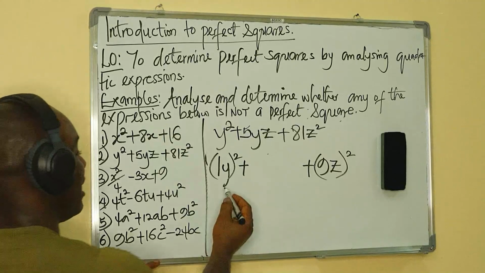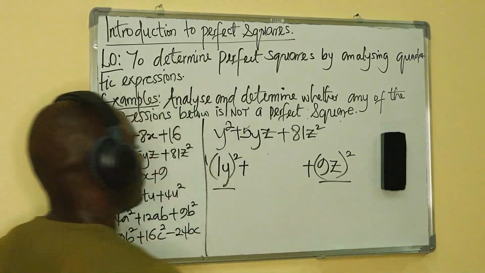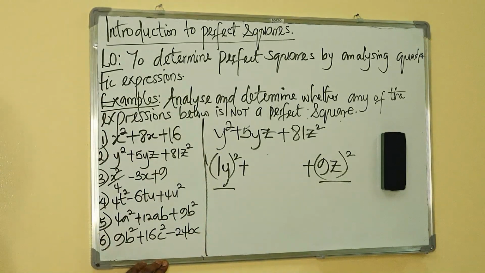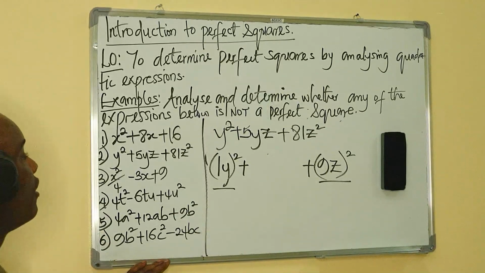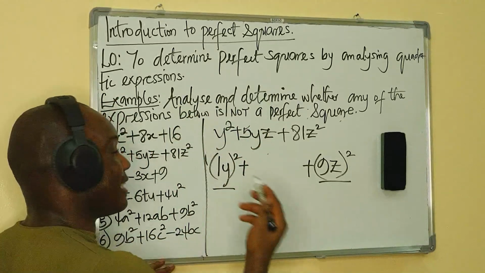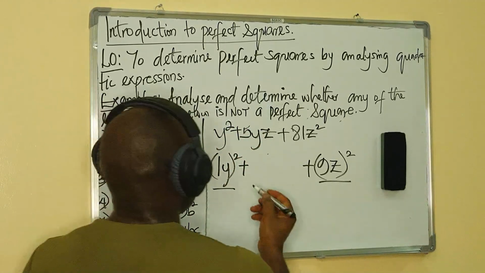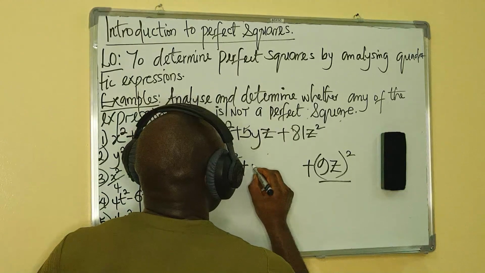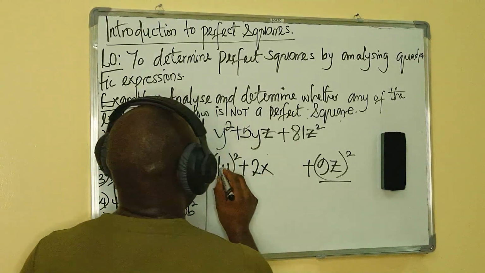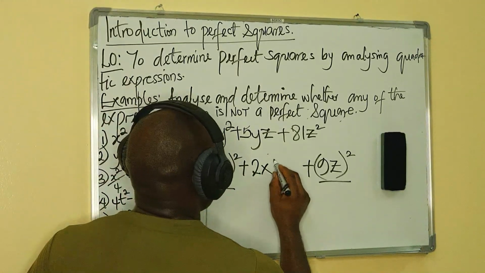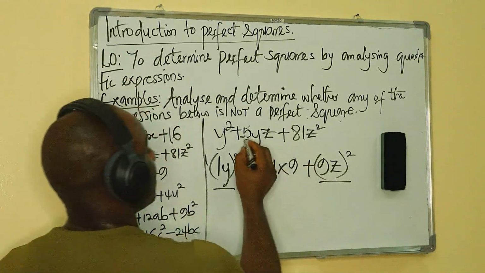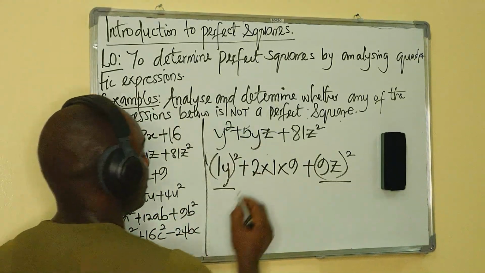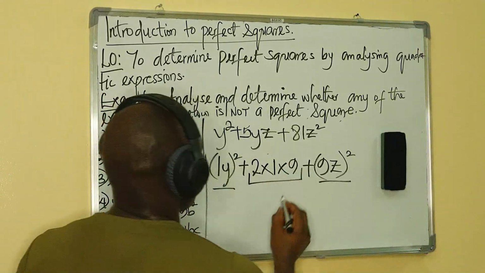So it means that our first term and our last term have already proved the perfect square analysis. But without the middle term, we can't say that this is a perfect square. Therefore, let's test. For the middle term to stand up as a perfect square, it simply means that 2 multiplied by the coefficient of y, which is 1, multiplied by the coefficient of z, which is 9, must be able to give us the number 5.